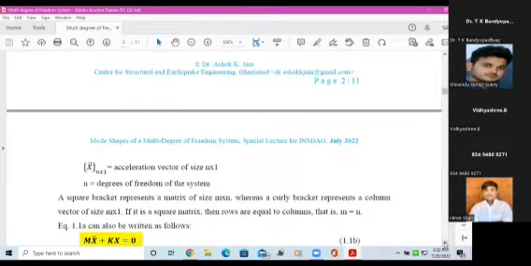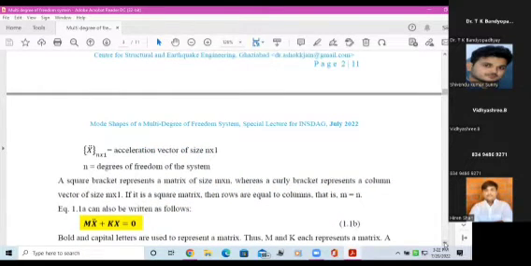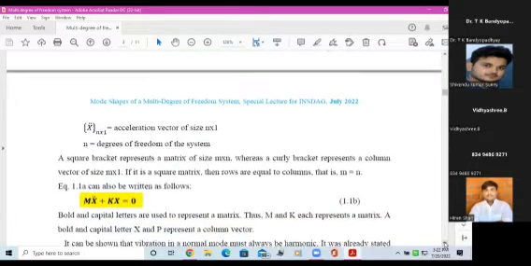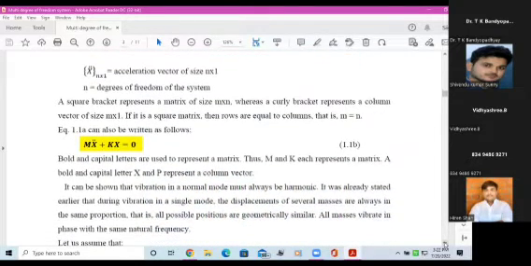X double dot represents the acceleration, and x represents the displacement. So it can be written in simplified form: M x double dot plus K x equal to 0. We have shown it by bold and capital letters because a bold and capital letter represents a matrix. So here mass M and stiffness K each represent a matrix, and x double dot and x represent the acceleration and displacement vectors respectively.